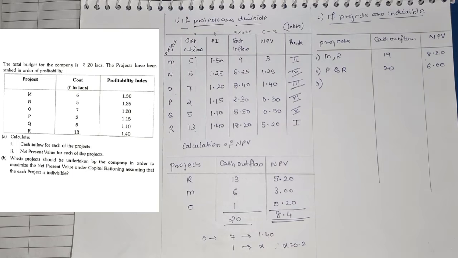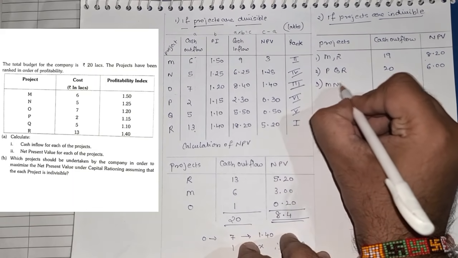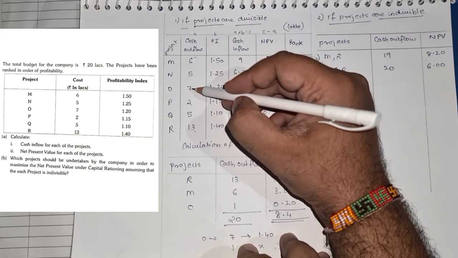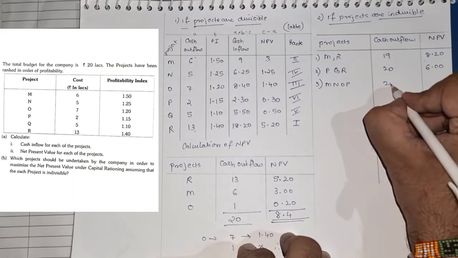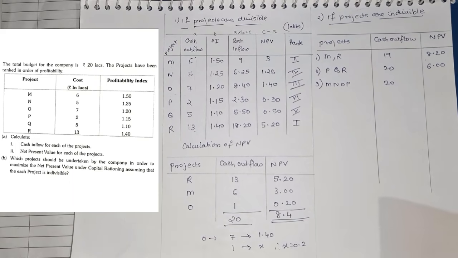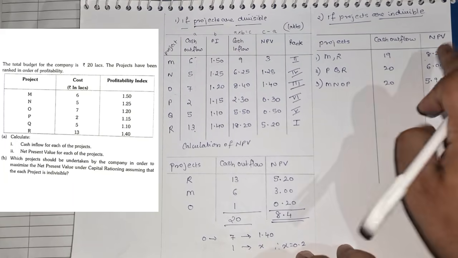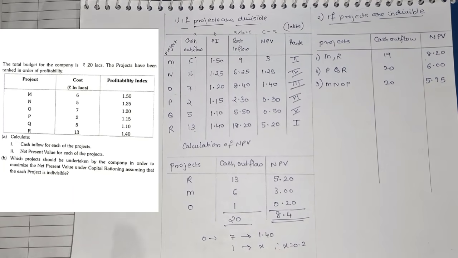Next alternative, let us take another one. If I take M, N and O, that will be 6 plus 5 plus 7, which is 18 lakhs, so I can even add P to make it 20. So what if I take M, N, O, P: 6 plus 5 is 11, 11 plus 7 is 18, 18 plus 2 is 20. If I take those four, I'll get 3 plus 1.25 plus 1.4 plus 0.3, which will give you 5.95. Till now the first one is on the higher side.